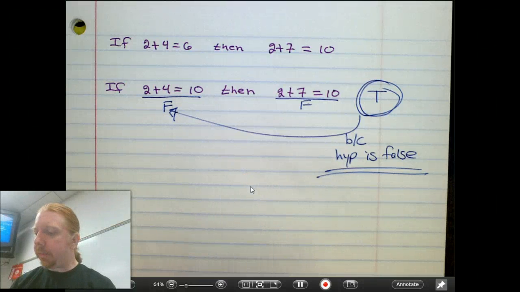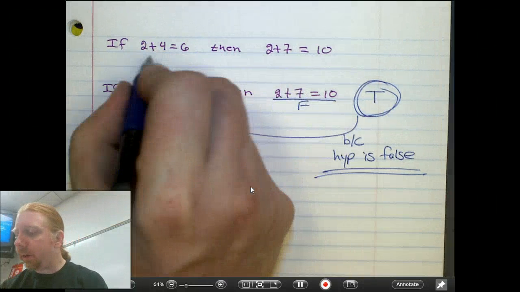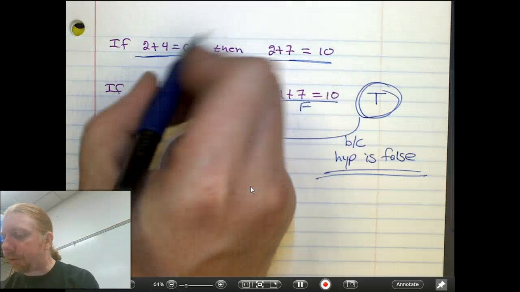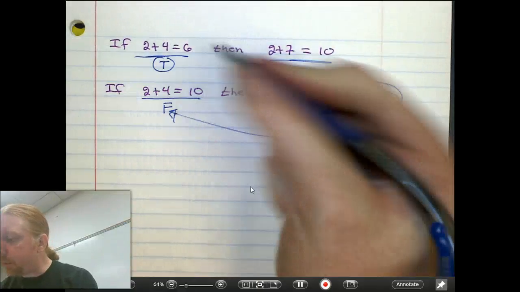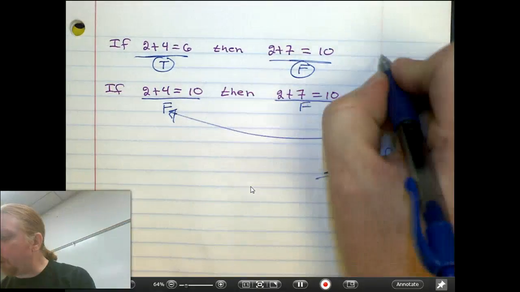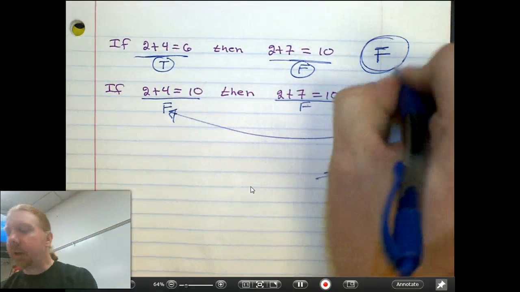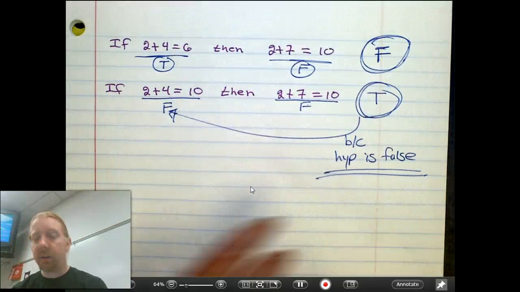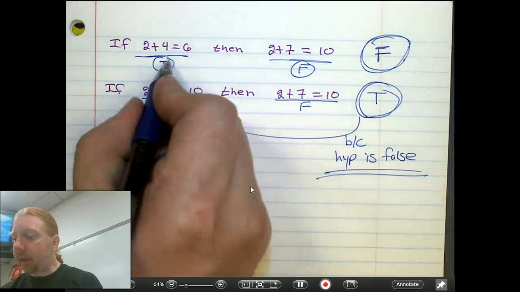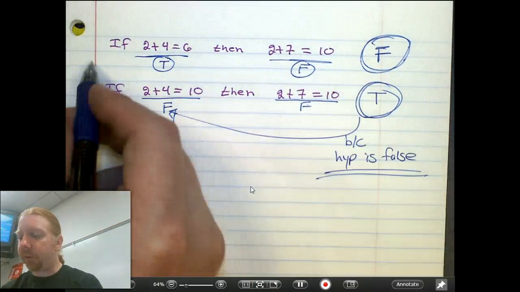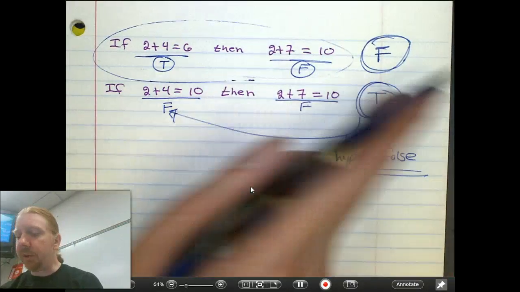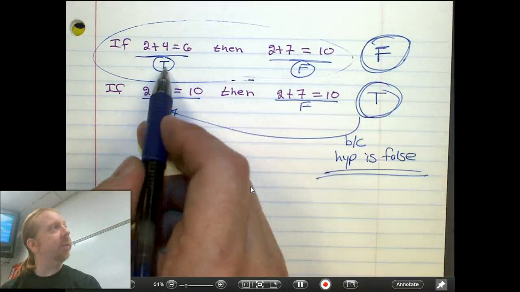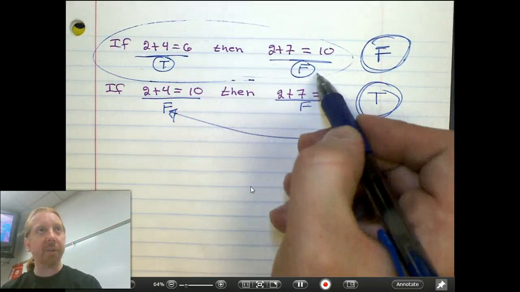So again, we're talking about this idea of when conditional statements are true and false. We said this is true, this is false, so the overall conditional statement is false. The only time that this is false is when you have a true statement for your if and a false statement for your then.